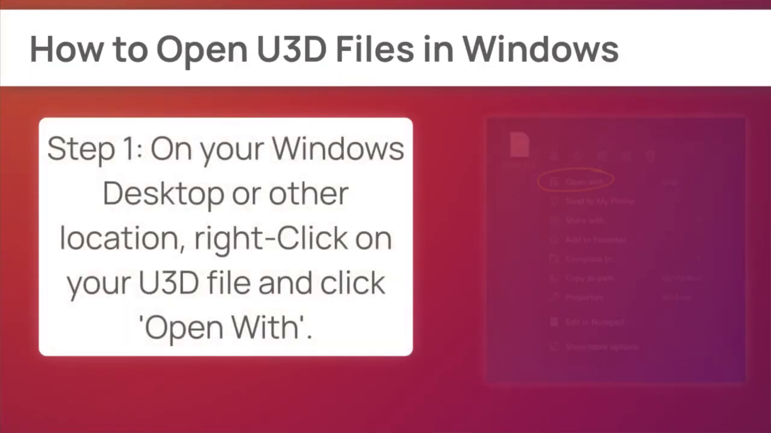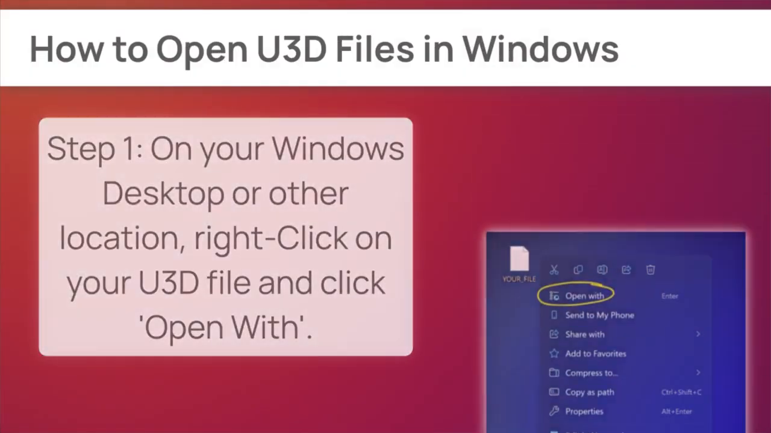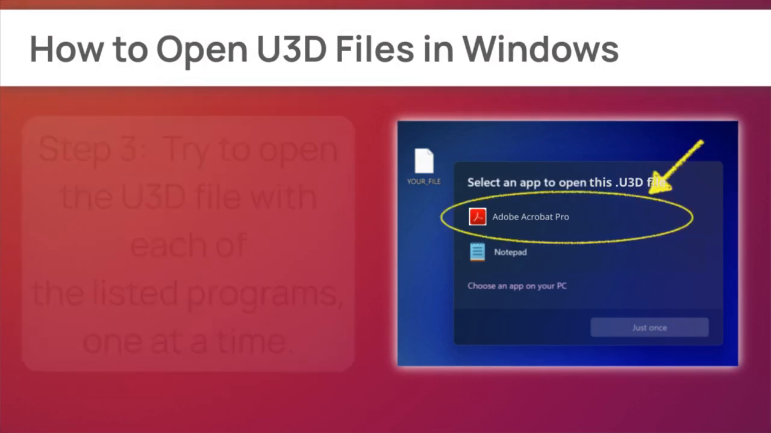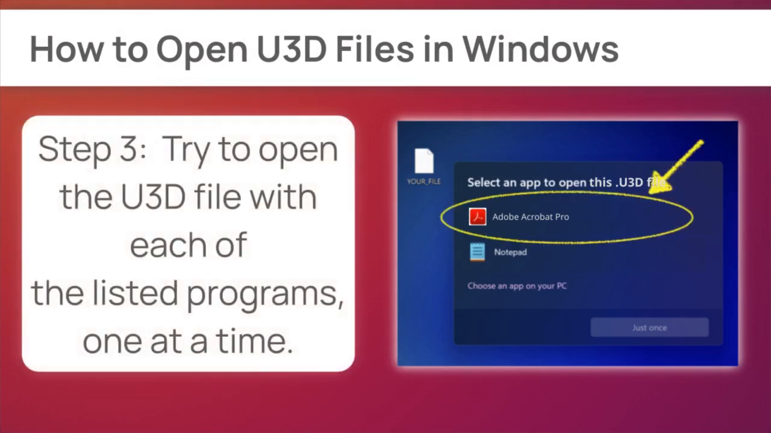We're checking for file signature recognition. Right-click your U3D file and click Open With. If Adobe Acrobat Pro is an option, try it. If it fails, select another program. We need to find the correct application hook.